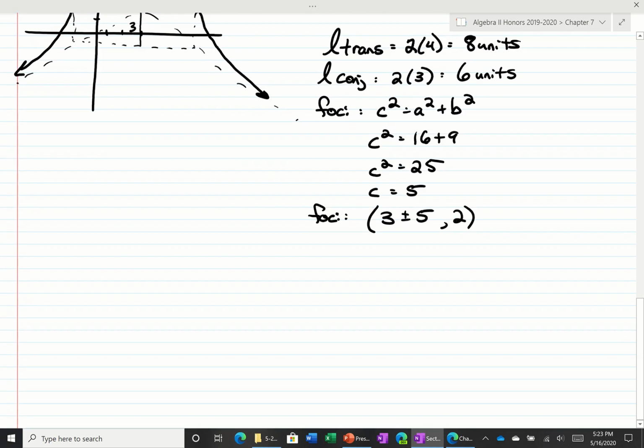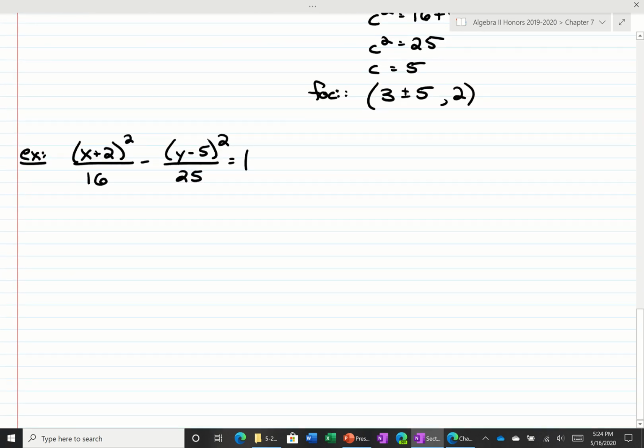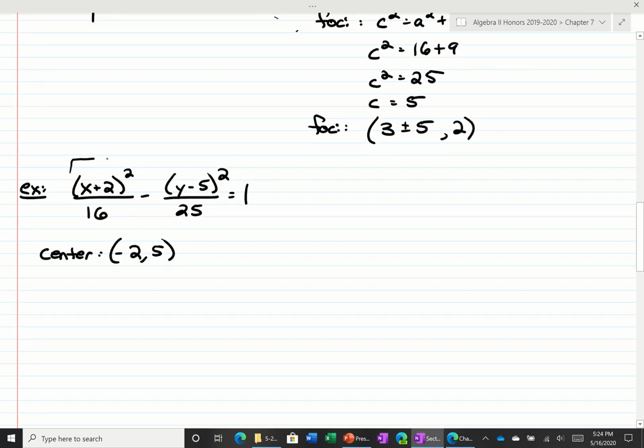Okay, let's try some more here. What about if I gave you a problem like this? 2 more problems. Say we had x plus 2 squared over 16 minus y minus 5 squared over 25, and that's equal to 1. Let's find the components and we'll graph it. First thing, we know our center is negative 2 comma 5. It's horizontal, right? Remember, for hyperbolas, we're looking to see where x is. So this would tell us that we are horizontal.